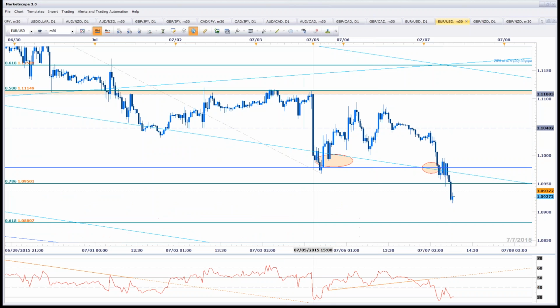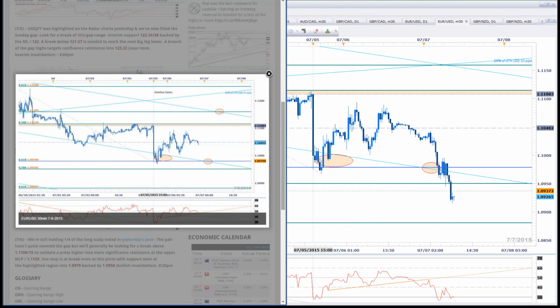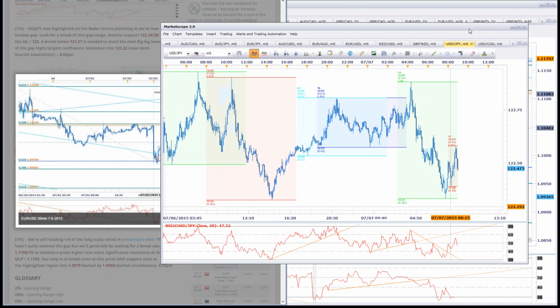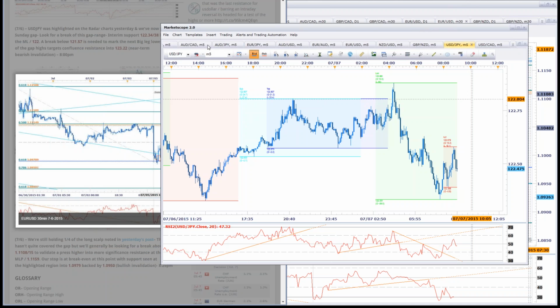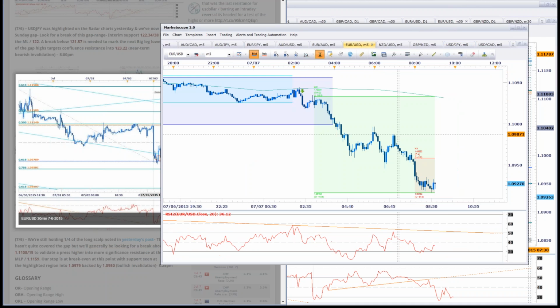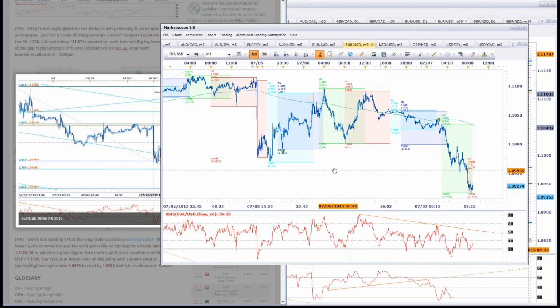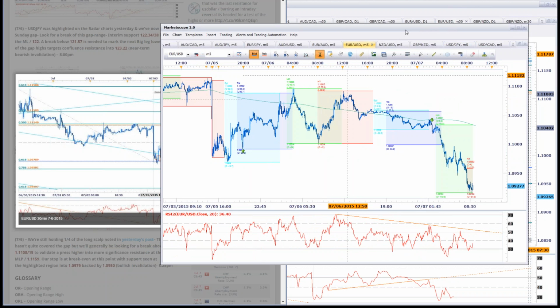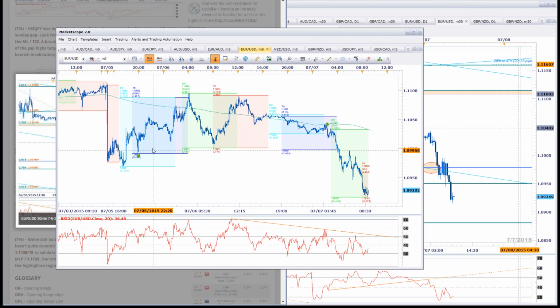So we got a really great entry on this pullback here. And I'll show you the 5-minute chart. Again, all the exits have been removed, obviously, because it's past 5 o'clock. But last night's break-even exit is still on there. So I showed you this trade yesterday in the webinar.